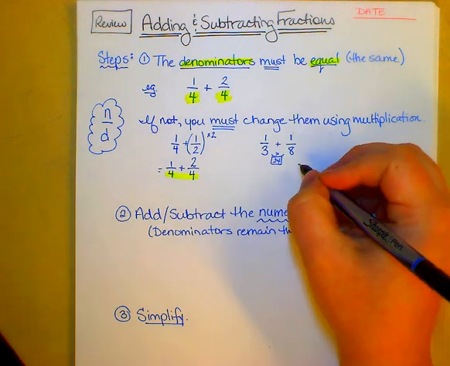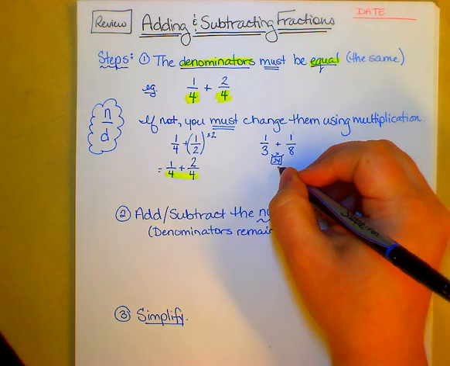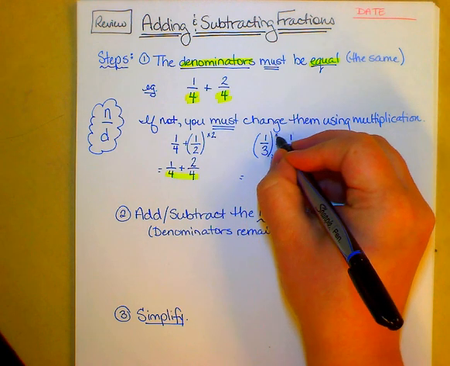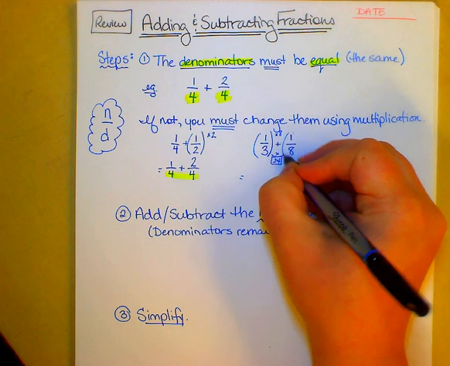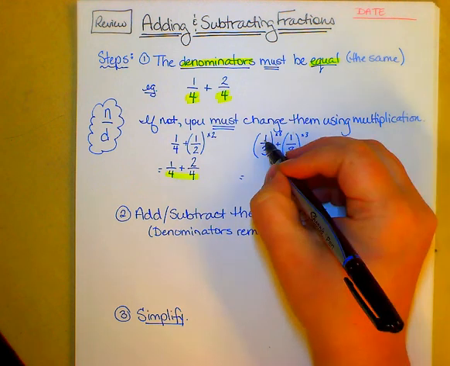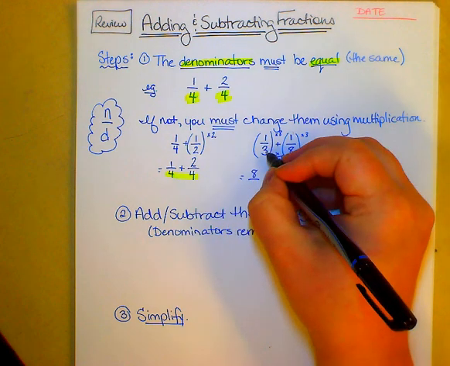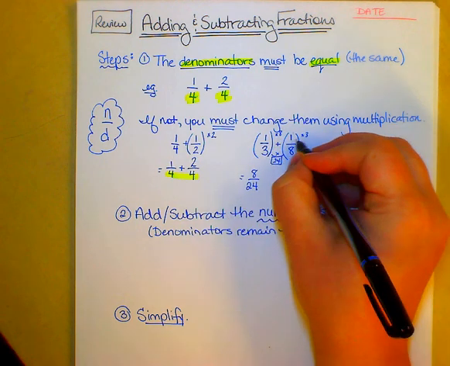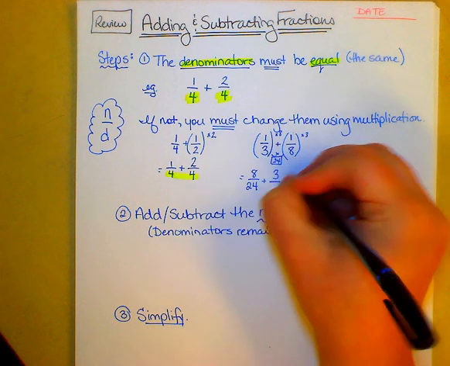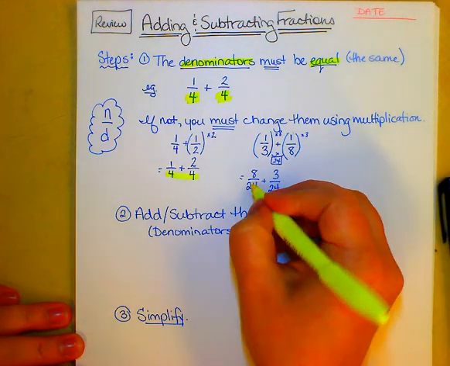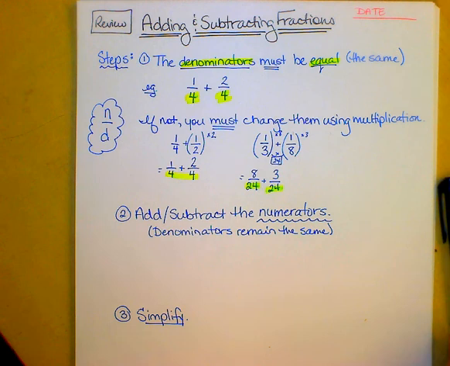So I'm going to rewrite this question with denominators of 24. So to get that, I have 1/3 multiplied by 8 plus 1/8 multiplied by 3. 1 times 8 is 8. 3 times 8 is 24. 1 times 3 is 3. 8 times 3 is 24. Look, my denominators are the same. I have 24 on the bottom of each, so now I can continue on to step 2.